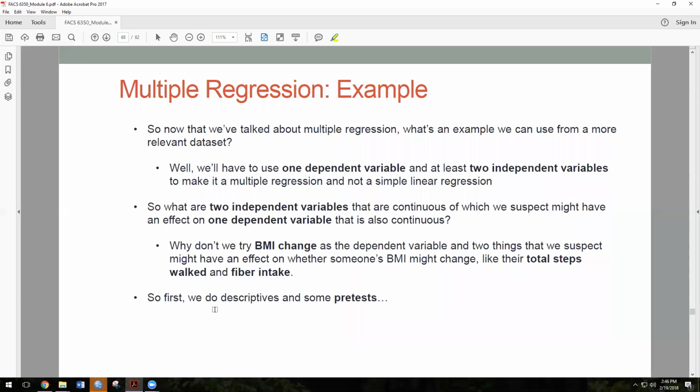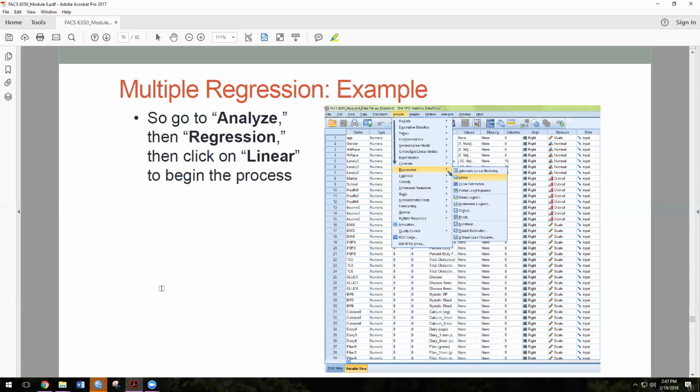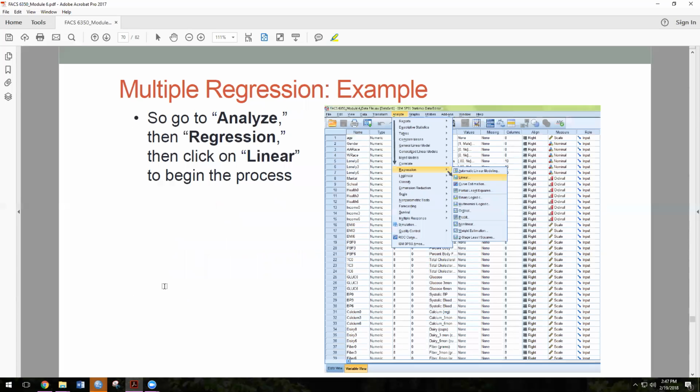So if I think about the ones that are continuous and the things that I suspect or hypothesize might have an effect on a dependent variable, I think maybe I want to look at BMI change and then total steps walked and fiber intake, because those are all continuous. So the first thing I have to do is some pre-testing or assumption testing. So I look at the histograms, I look for homoscedasticity, and make my decisions about if those variables are normal or not. I'm going to assume, even if they aren't normal, that my teacher told me to do them, and so I'm going to use them anyway.